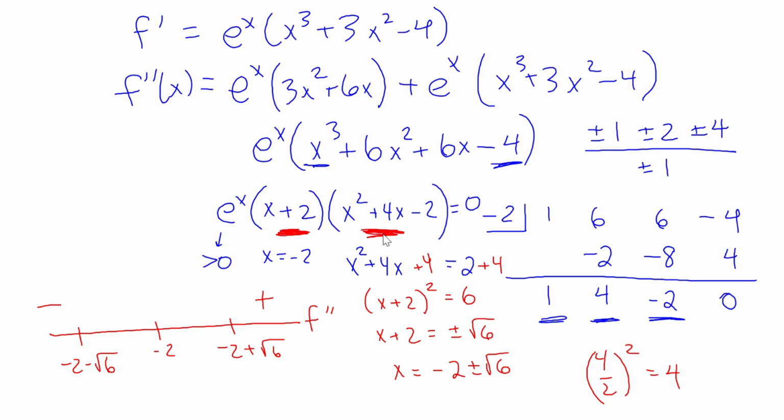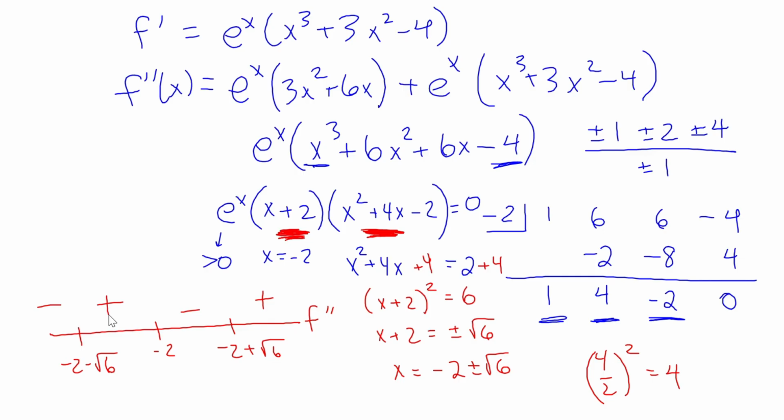This will be positive and this will be negative if x is 0. So that'll be negative. And if I put in something like negative 3, which is between negative 2 minus root 6 and negative 2, we end up with a negative from x plus 2, and also a negative from x squared plus 4x minus 2. Two negatives multiplied together make a positive. So we've got our sign chart for our second derivative.